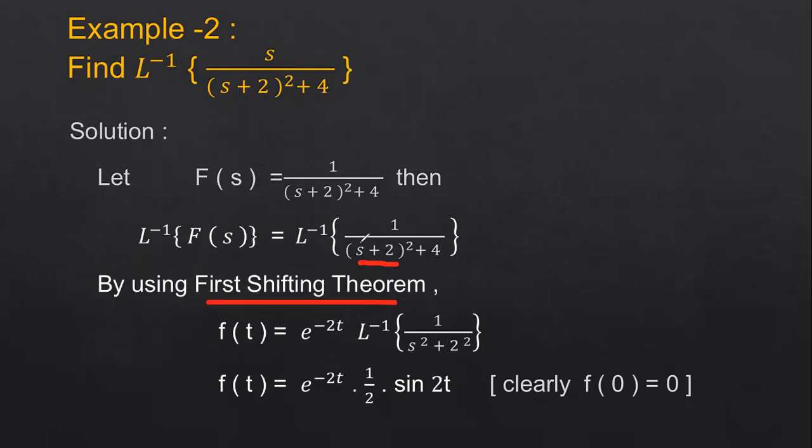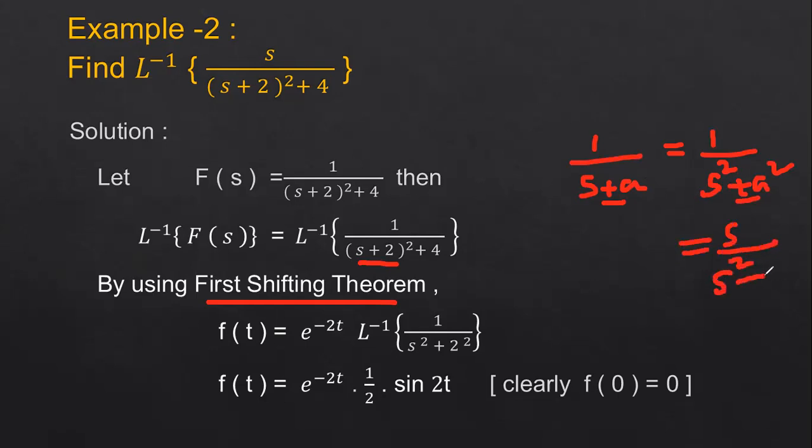Now this has to be simplified first. Why? Because the denominator should always be of the type s minus a or s plus a, or it can be 1 by s square plus a square, or s square minus a square, or s by s square plus or minus a square. So you have to always remember the function in the denominator should be of these types.